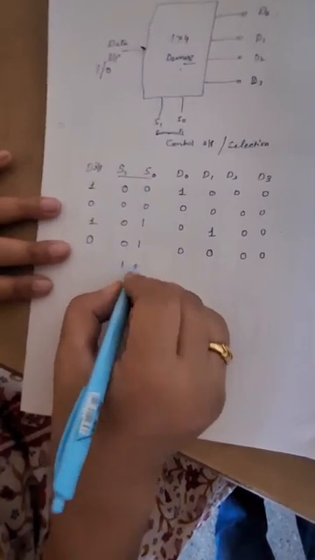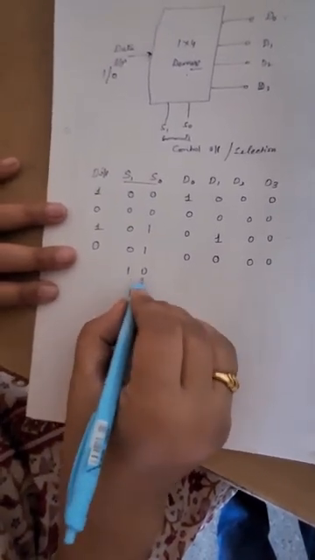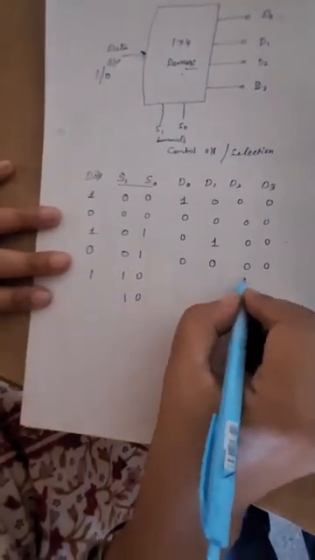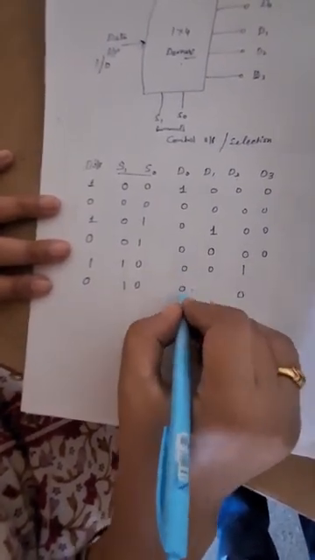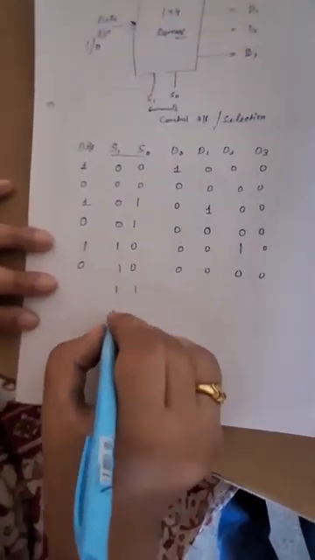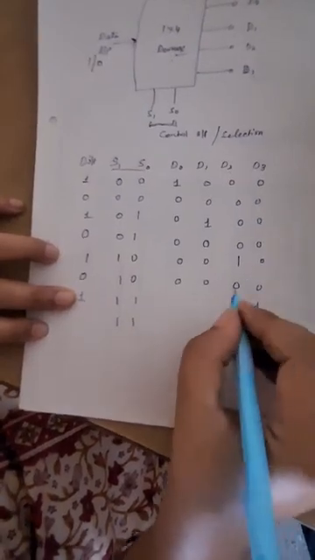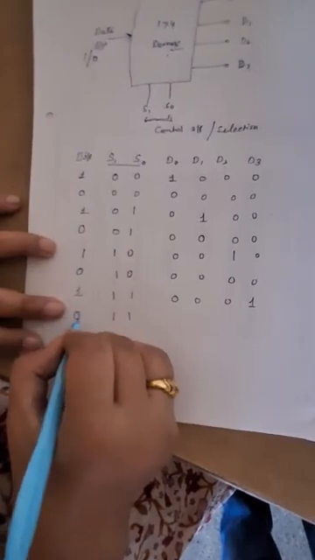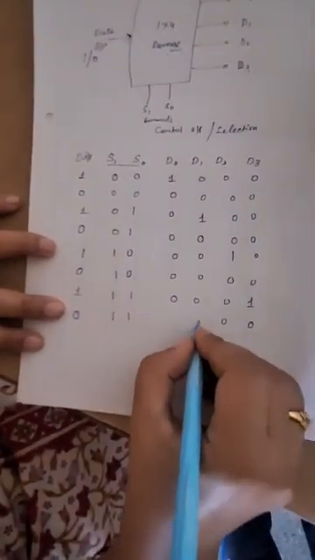Then if it is 1, 0, it means the D2 line will be selected. If the data input is 1, the output at D2 will be 1. If it is 0, the output at D2 will be 0. Rest, the outputs remain 0. Now if the select lines are 1, 1 and the data input is 1, it means the D3 line will be selected and the output will appear as 1 at the D3 line and the rest will be 0. If the data input is 0, then this 0 will appear at the output.